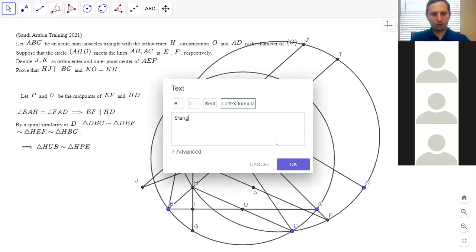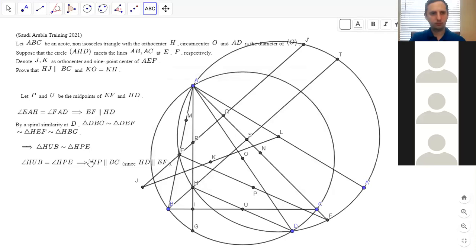So angle HUB equals angle HPE, which I'll just write like this. I'll say this implies HP is parallel to BC, and that's because HD is parallel to EF. So if you call A prime the diameter, then HA prime will be perpendicular to HA, which is parallel to BC.